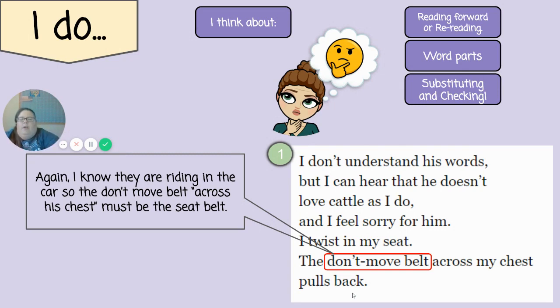In this situation, we don't have word parts, but we can use that reading around the word, reading before the phrase, reading after the phrase, thinking about what's going on. So you see the thought bubble, it says, again, I know they're riding in a car, so the don't move belt that is across his chest must be the seat belt. And that wasn't a big stretch. But the flying boat really threw me for a loop when I didn't understand what the story was about.